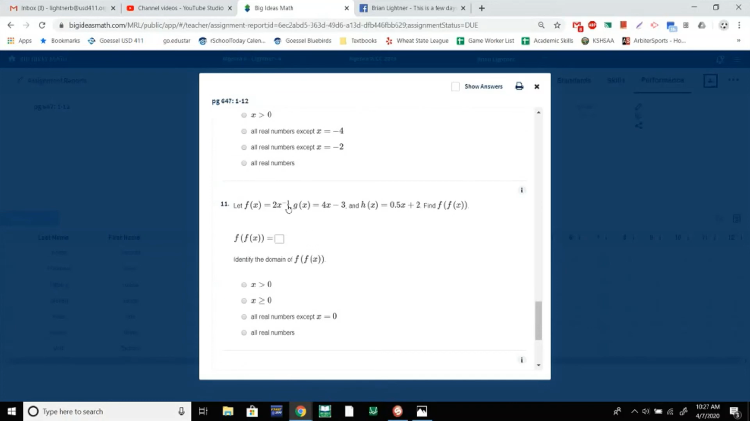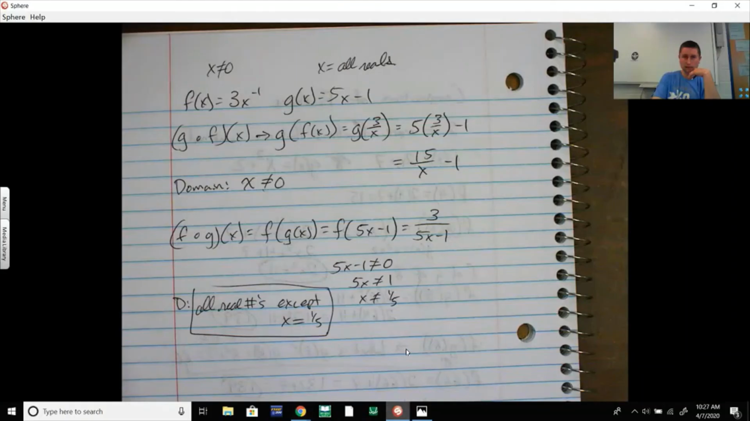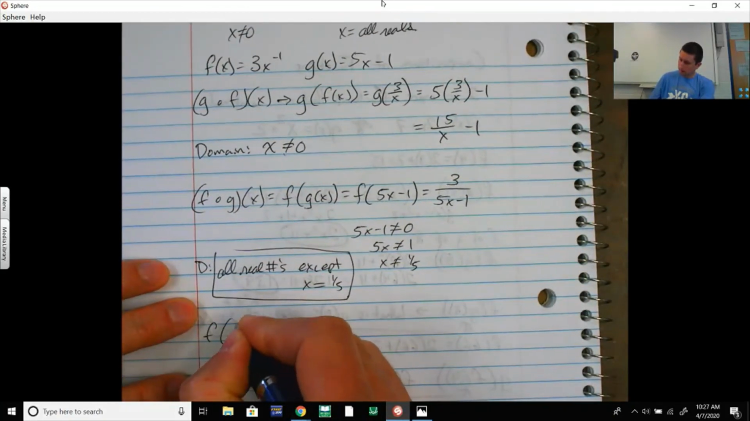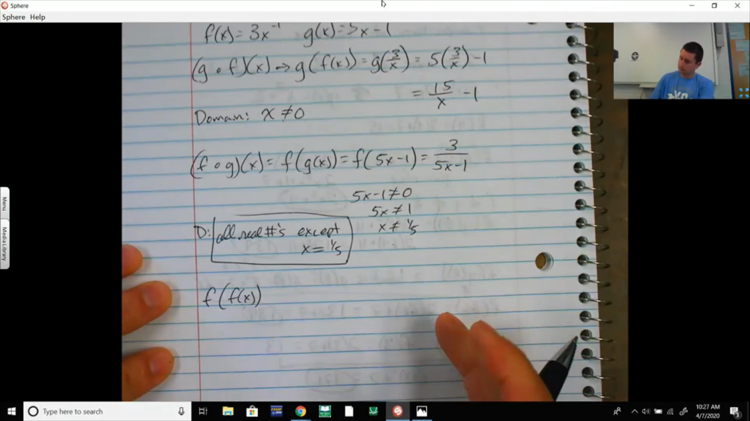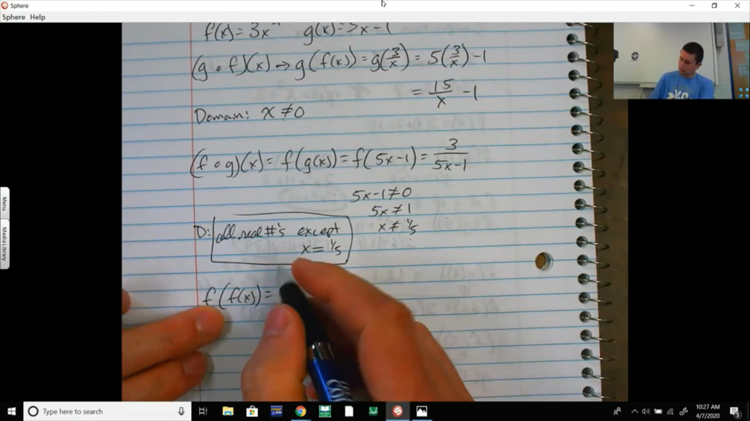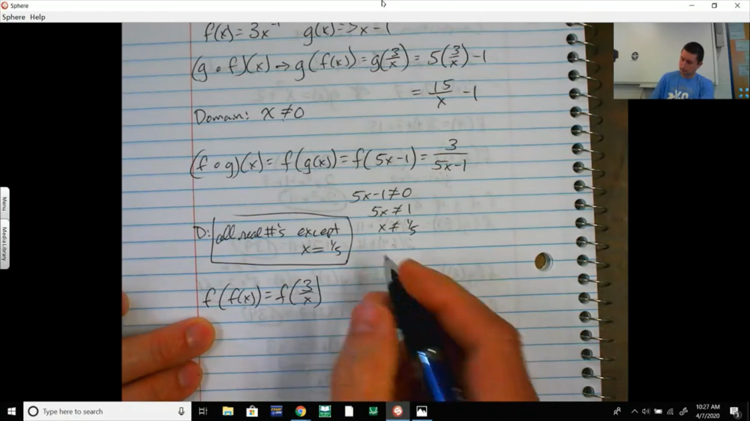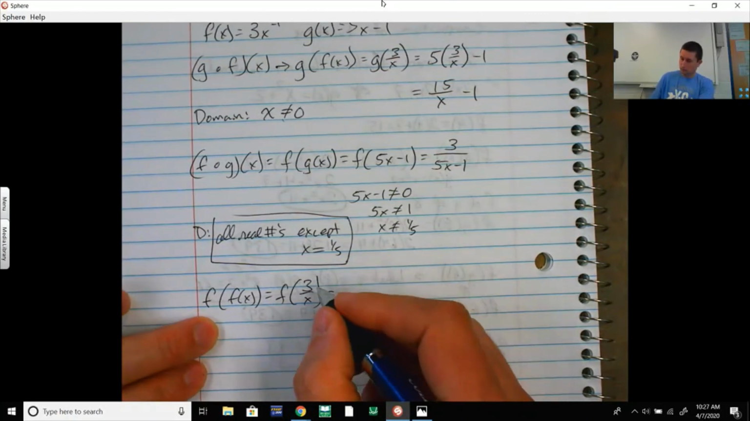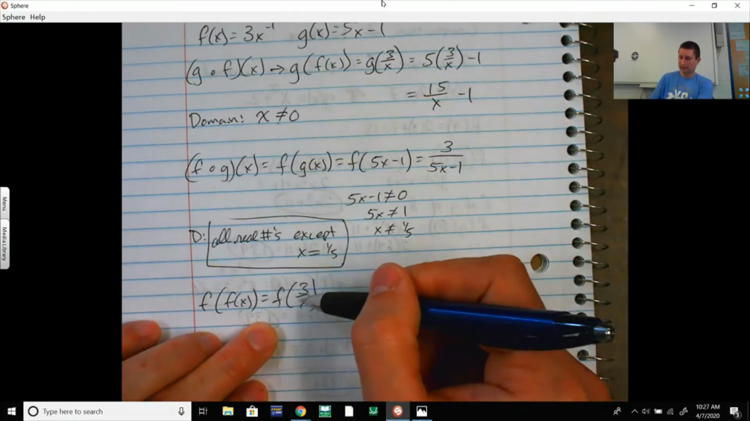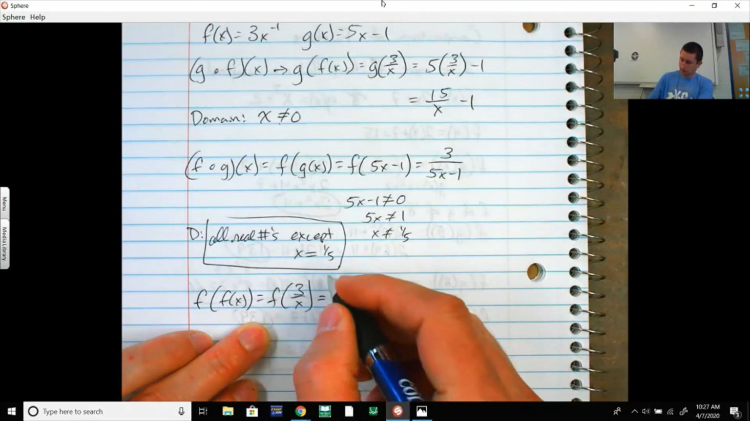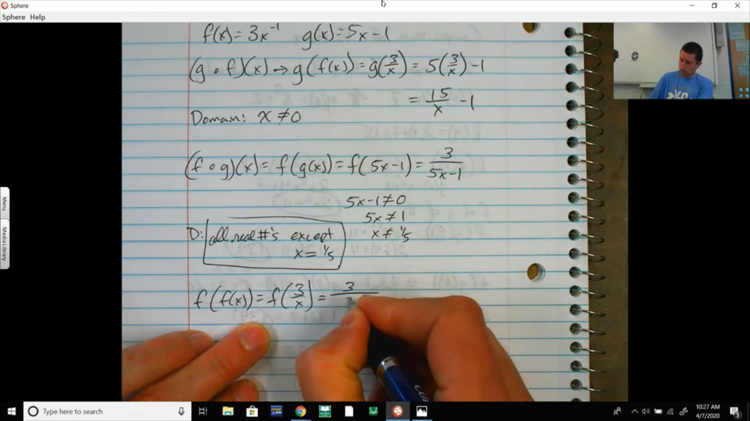f of x. Okay, let's look at that one, and then I need to go to a class. So let's say we have f of x. Well, that would be f of 3 over x. So that's weird because you're going to put 3 over x into itself. So it's going to look like 3 over x.